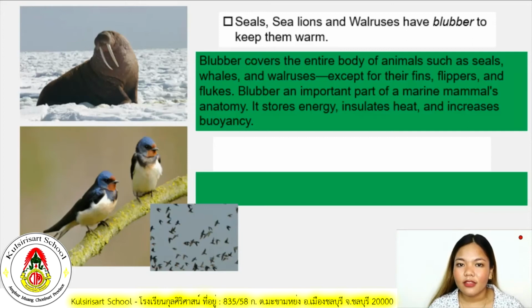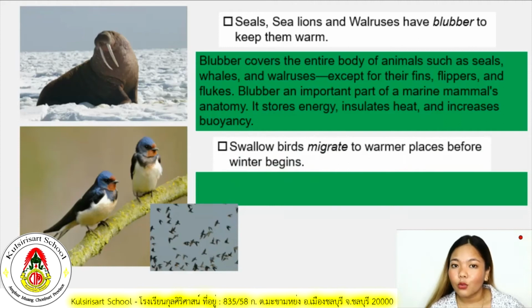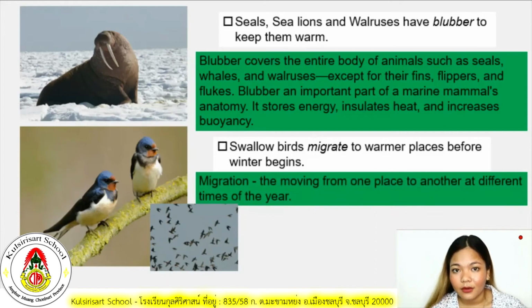So what is another example of an animal that has blubber that we've discussed a while ago? That is a polar bear. Okay, so this blubber is a thick layer of fat which helps this animal keep itself warm. And then we have here another example. Swallow birds migrate to warmer places before winter begins. Again, we discussed migration a while ago.